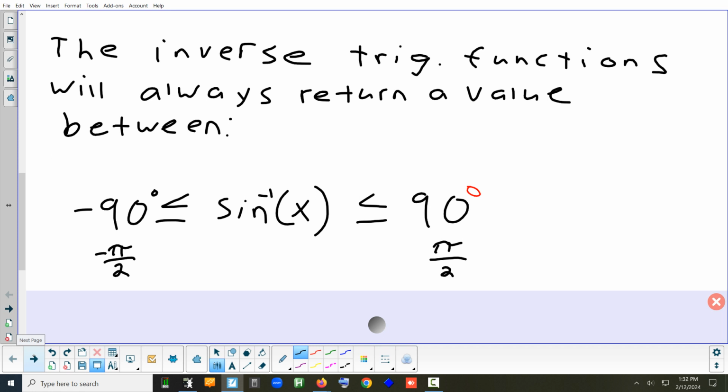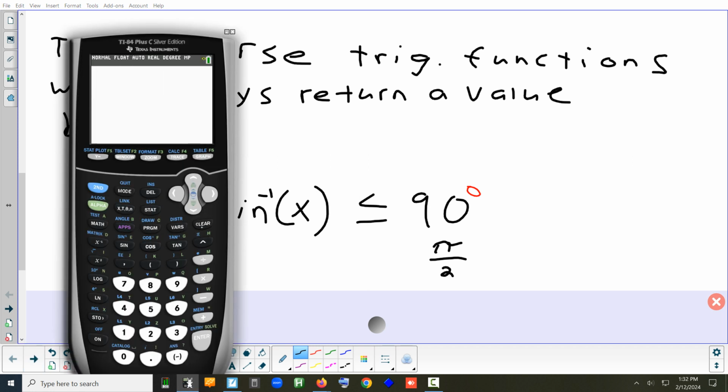All right, let's try inverse cosine. Let's try a bunch of values and see if we can figure out what inverse cosine is between. It's not negative 90 to 90. All right, so let's try inverse cosine of 0. Yep, so we get 90. Inverse cosine of 0.2. Inverse cosine of 0.5. All right, inverse cosine of 0.8.